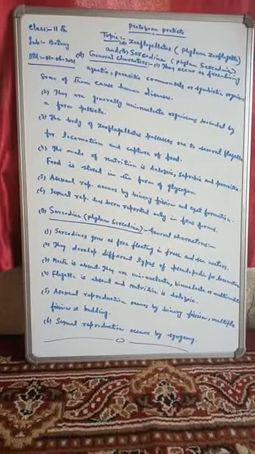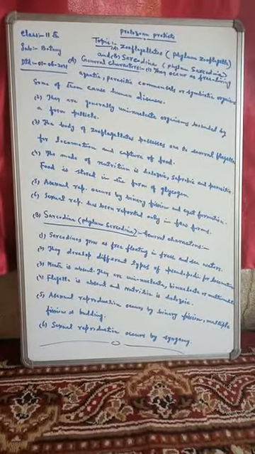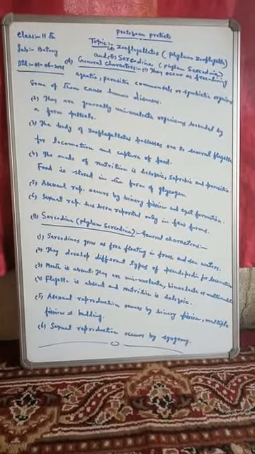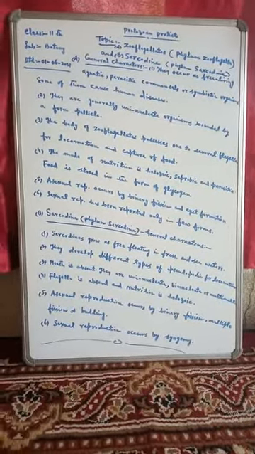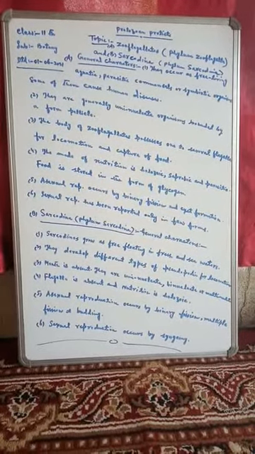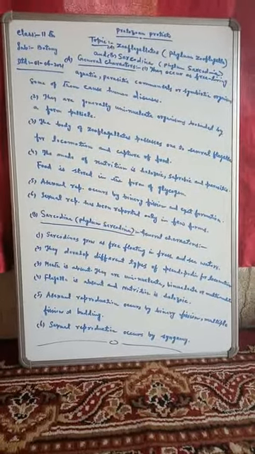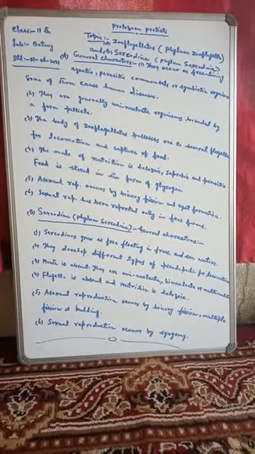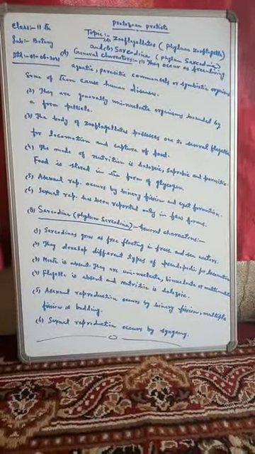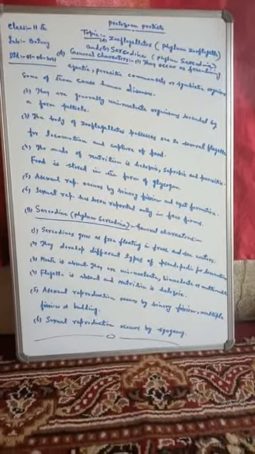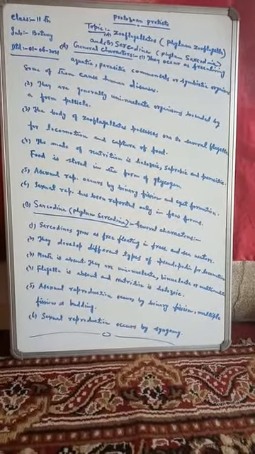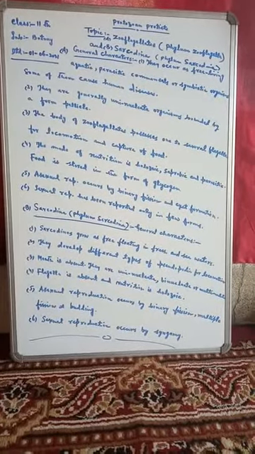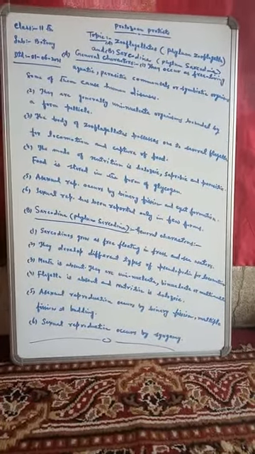Some of them cause human diseases. This is the first general character of Zooflagellates, that they are free-living organisms and are found in aquatic habitats. They can be parasitic, or they can be living in a symbiotic association. Some of them can cause diseases in human beings. This is the first general character of Zooflagellates.